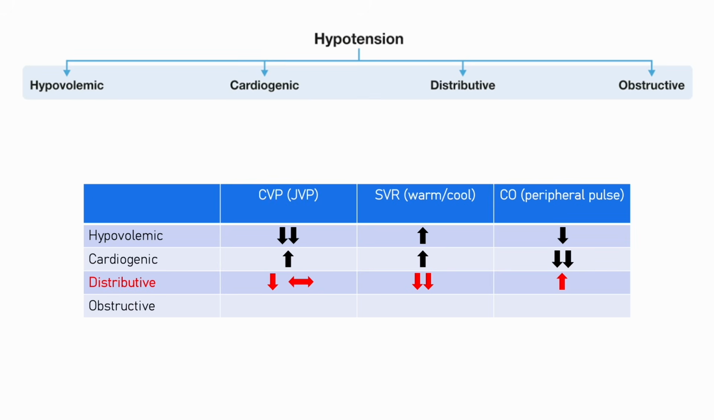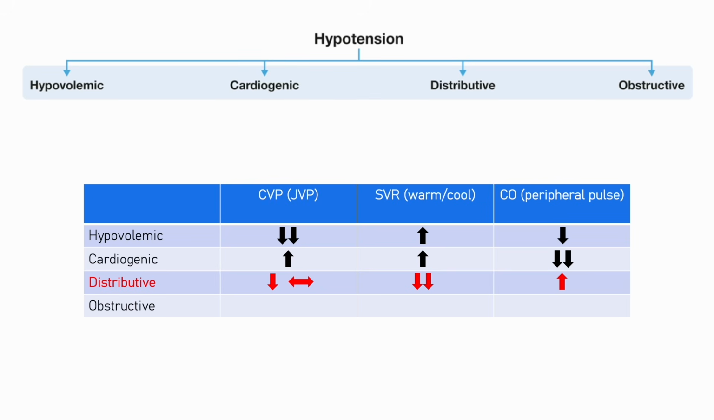In fact, early in distributive shock, the heart often responds with an increase in cardiac output, so peripheral pulses may actually feel bounding rather than weak. Because the vascular space is suddenly larger, effective circulating volume is relatively low, so filling pressures can be reduced and the jugular venous pressure may be low or even normal.